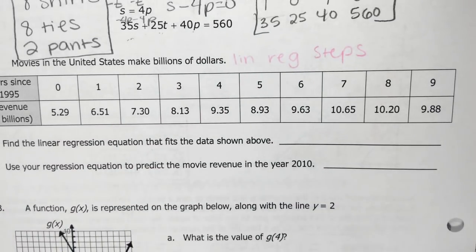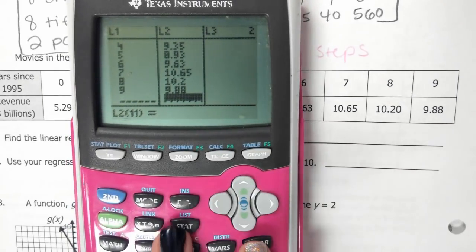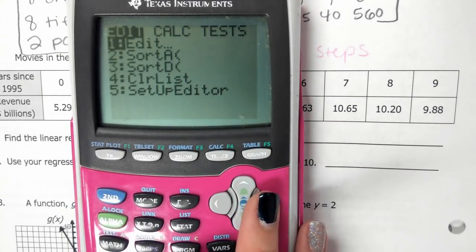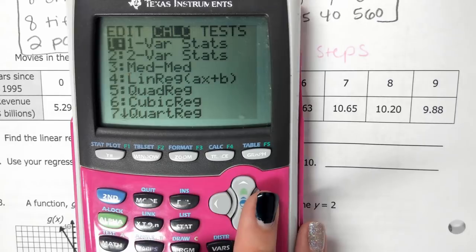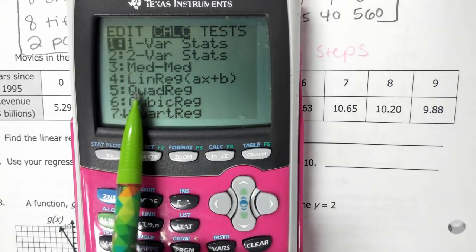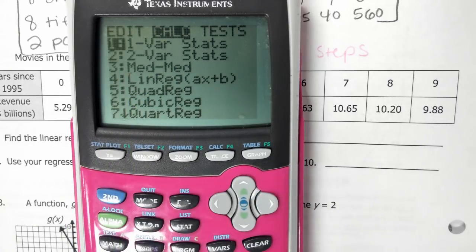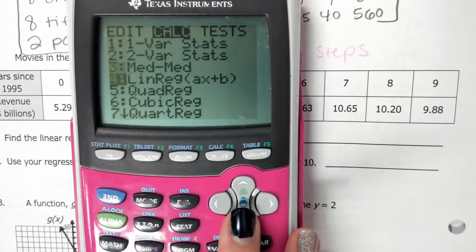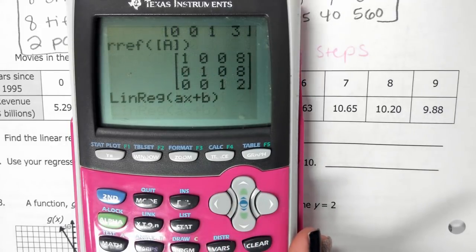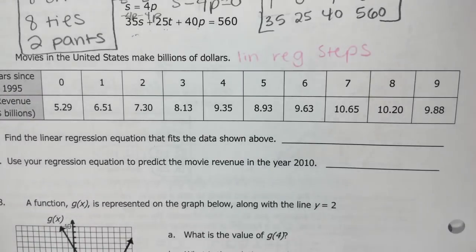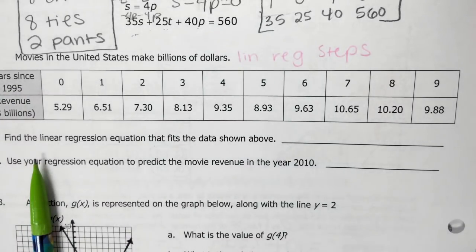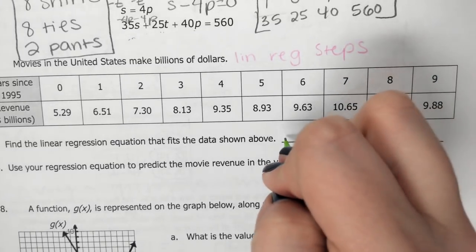So to find the linear regression, this is where I'm going to go back to stat, and then this time I'm going to go over to calc, and I'm looking for the linear regression. So the linear regression is the one that says lin. Think about line, because linear is a line. I'm going to go down to 4 and hit enter, and then enter.